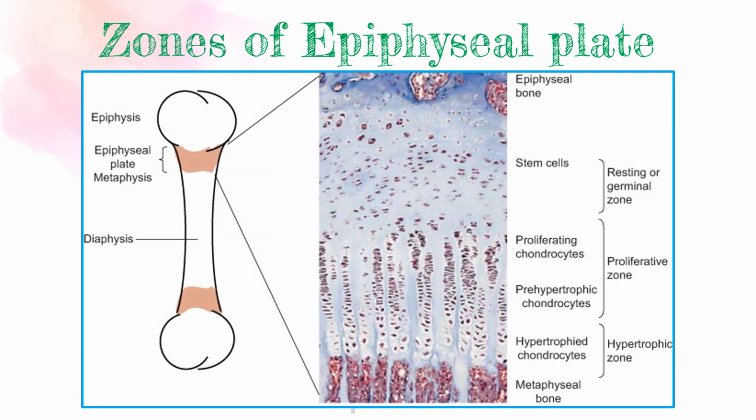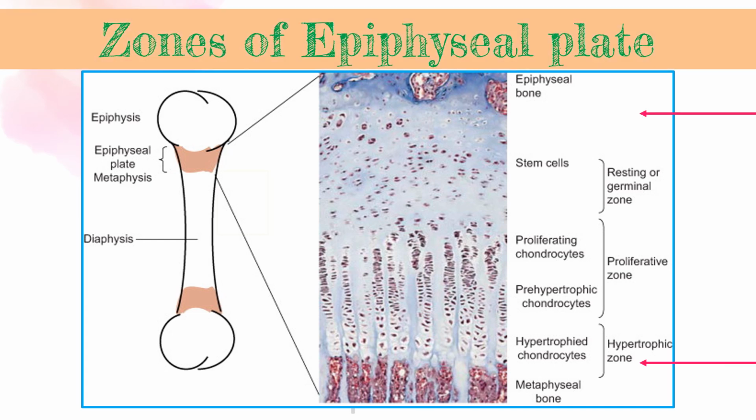Now let's have a look at the zones of this growth plate. It lies between the epiphyseal and the metaphyseal bone, and it has three zones mainly. The first is the resting or germinal zone, which contains stem cells or pluripotent cells. The second is the proliferative zone, which contains proliferating chondrocytes and pre-hypertrophic chondrocytes. And the third is the hypertrophic zone, which as the name suggests contains hypertrophic chondrocytes.